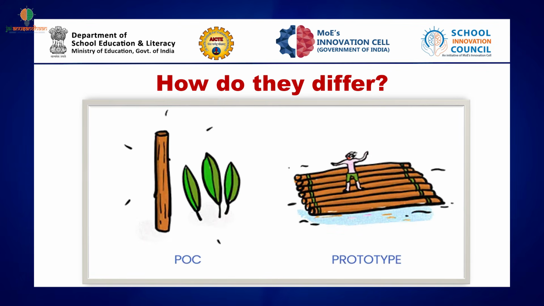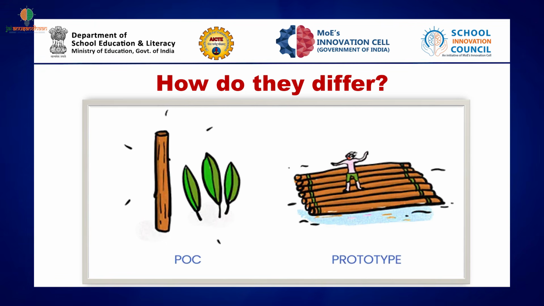Just look at an example. For example, we look at a problem where the problem statement says, how can you cross a river? So you get an idea that, okay, I will build a boat. A POC may be just able to demonstrate that a wood float over water, which demonstrates the technical feasibility of something floating over water.